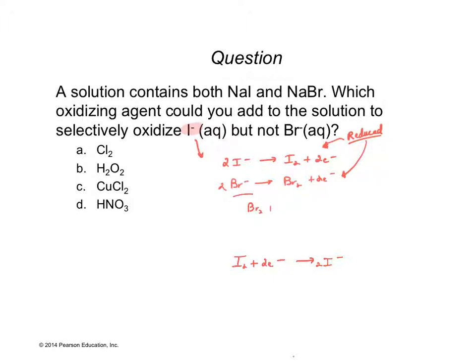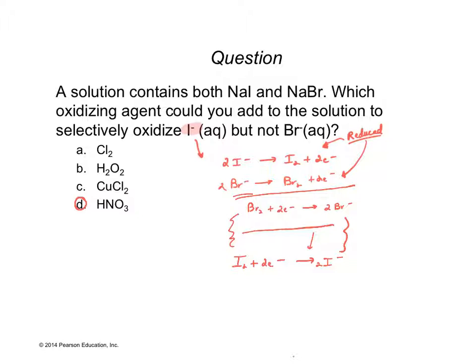If we find in the table, bromine lies above iodine, and what we're looking for is something that lies in between these two. Because if it's above iodide, it would be able to be reduced, selectively oxidizing iodide. But if it's below bromine, it won't be able to do that reaction with bromide. If it lay above both of them, then both of them would be oxidized, which is not what we're looking for. So again, we're looking for something that lies in between them. And the only redox couple that lies in between them is our nitric acid.